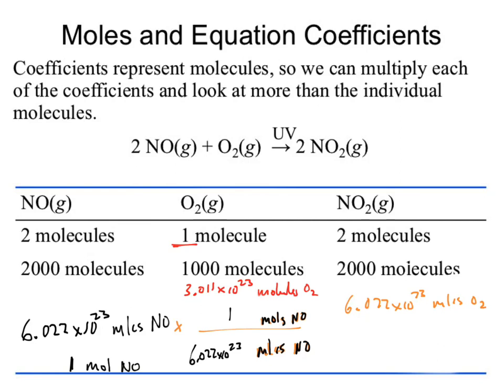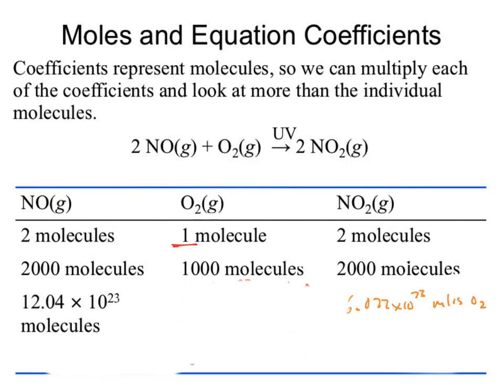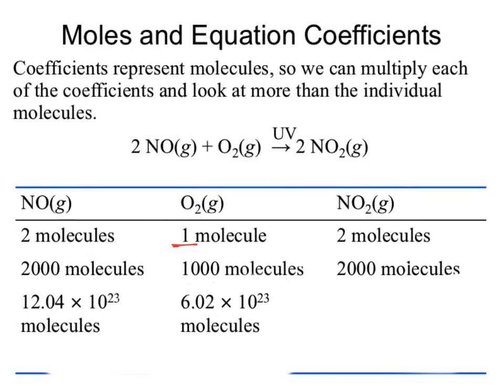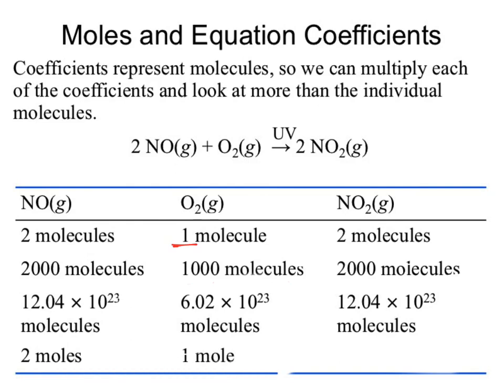Okay, so now we have to switch this up because I picked a bad example. If we scale to a new example, what if I start with instead 12.03 times 10 to the 23rd molecules of NO? If I go through my conversion factors, what am I going to find? Well, the O2 is going to be half that, 6.022 times 10 to the 23rd. The NO2 will be the same. If I convert those into moles, what do I get? 2 moles, 1 mole, 2 moles.